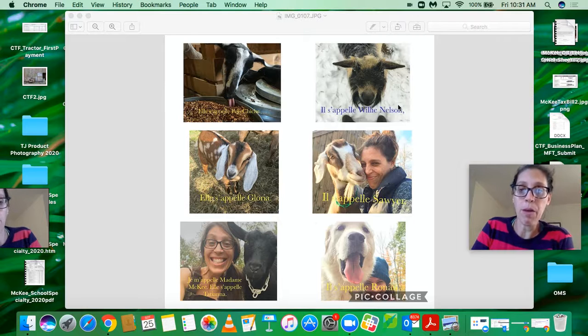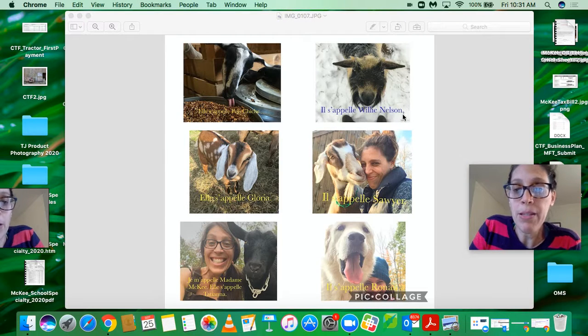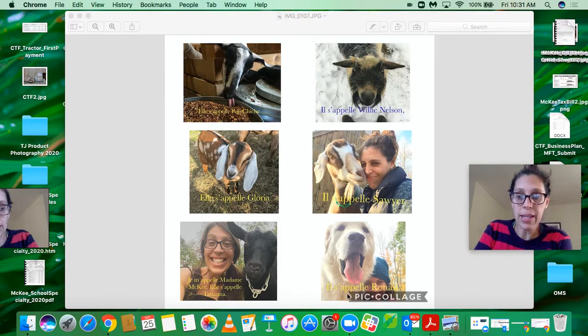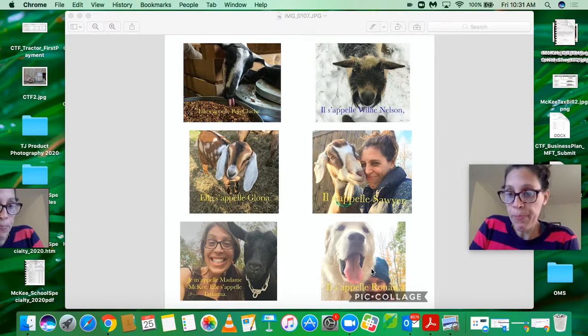And on the right-hand side, I have my boys. Il s'appelle Willie Nelson. Il s'appelle Sawyer. There is an S there. It's hard to see because of the yellow. And then Il s'appelle Ronan. So I've got 3 girls on the left, 3 boys on the right.